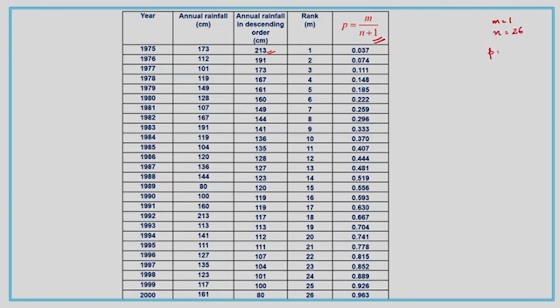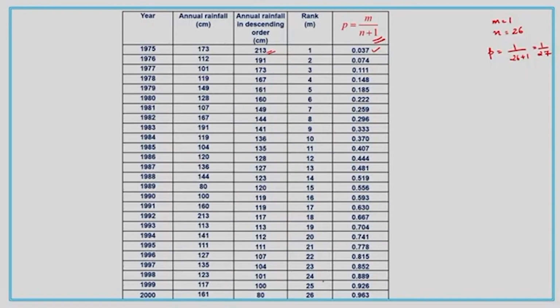So, the probability will be 1 divided by 26 plus 1, that is 1 by 27, it can be calculated as 0.037. So, this way second one it will be 2 divided by 1 plus 26. That way we can calculate and we will get an exceedance probability corresponding to the last value, lowest value, as 0.963. Same procedure of m divided by n plus 1 will be applied to each and every data point.